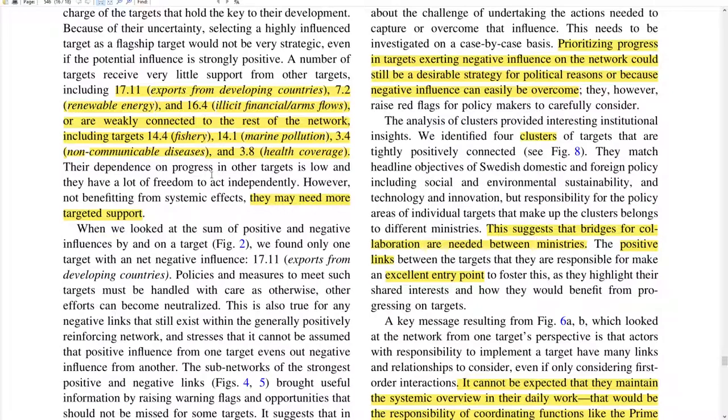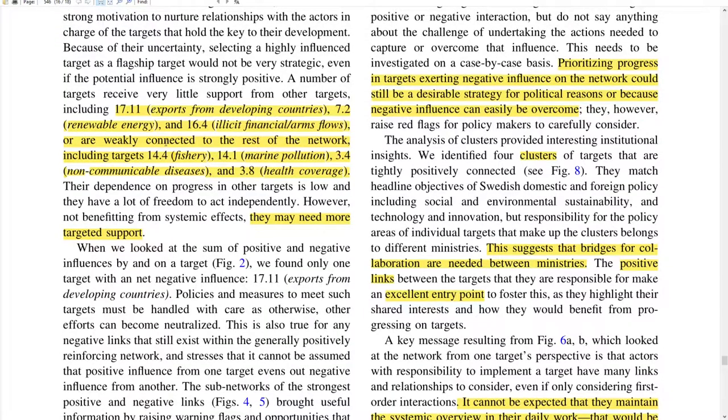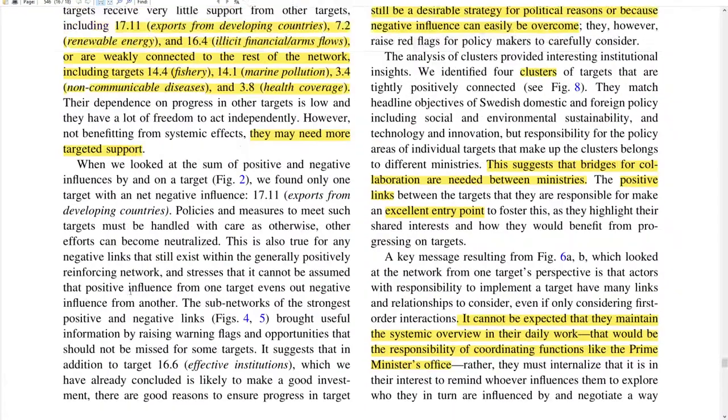Their dependence on progress in other targets is low, and they have a lot of freedom to act independently. However, not benefiting from systemic effects, they may need more targeted support. So it's not because these guys are not connected that we should not put them in our top priority. Because they're not connected, they're not benefiting from the positive effects of the network. So they might need more targeted support. That's one of the findings.